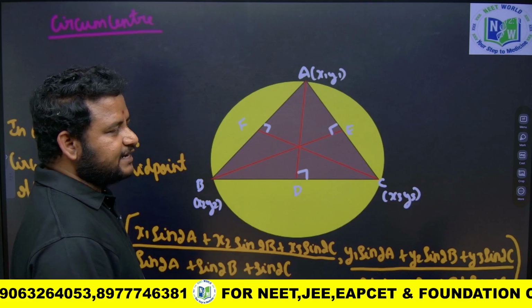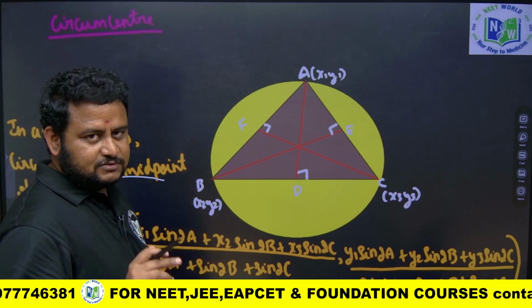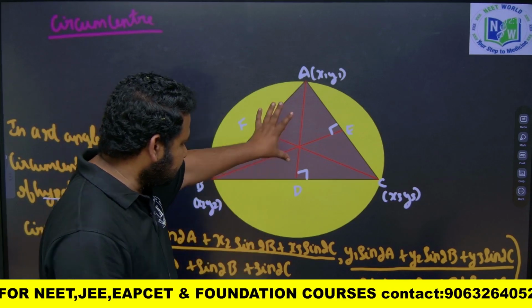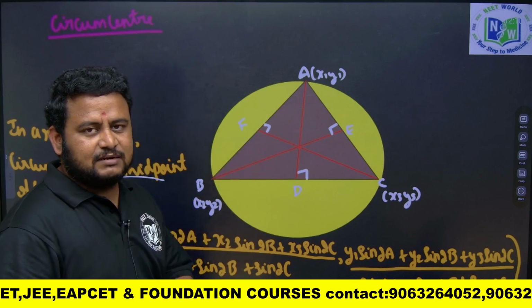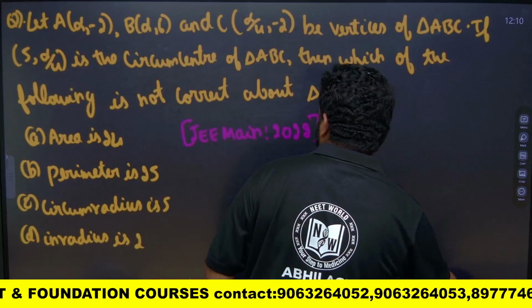When the triangle is a right angle triangle, the circumcenter is at the midpoint of the hypotenuse. The circumcenter is always at the midpoint of the hypotenuse in a right angle triangle. Suppose this triangle turns out to be right angle, the circumcenter is always at the midpoint of the hypotenuse. Let us see what that means with some questions.